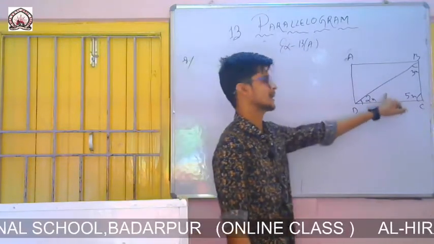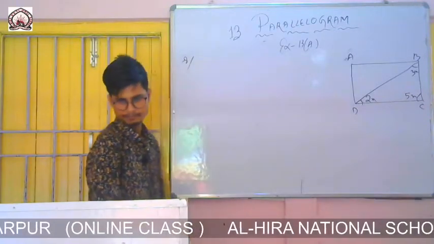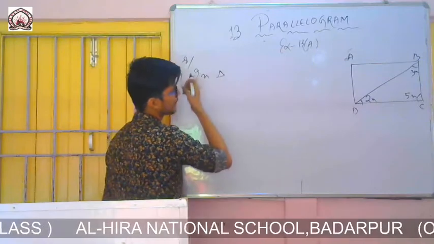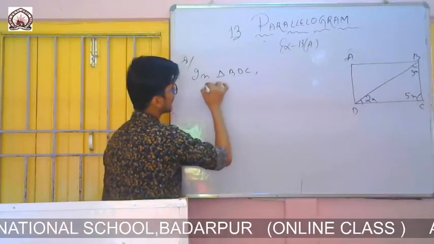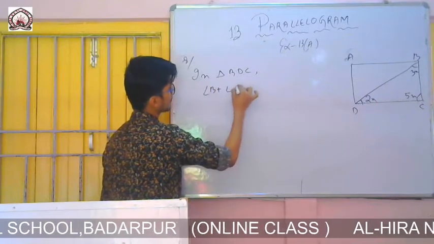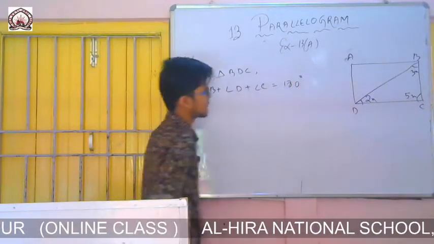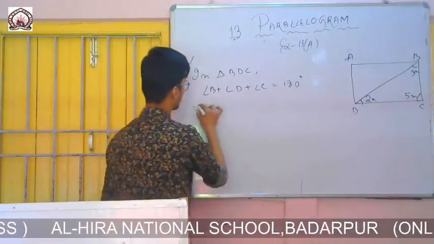From this one we can get the value of x, and then we will find the angles one by one. So question number 8. In triangle BDC, angle B plus angle D plus angle C equals 180 degrees, the sum of the angles of a triangle.